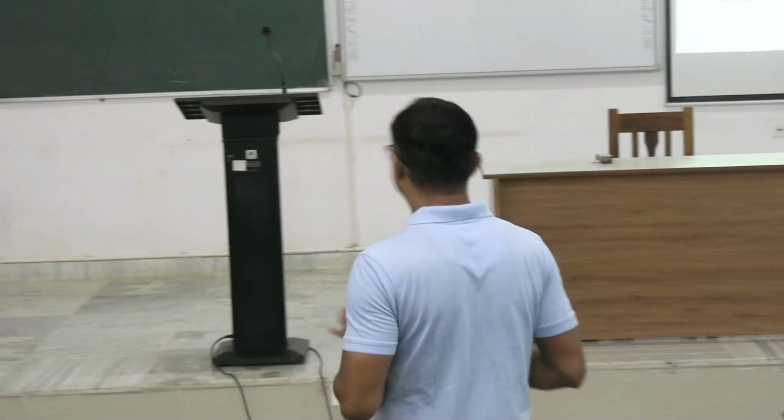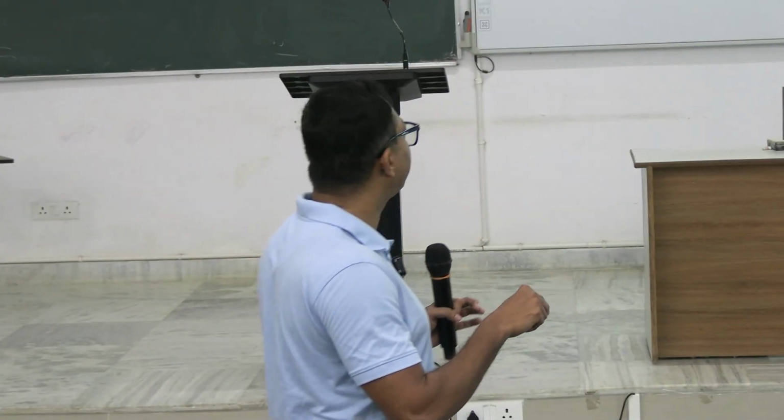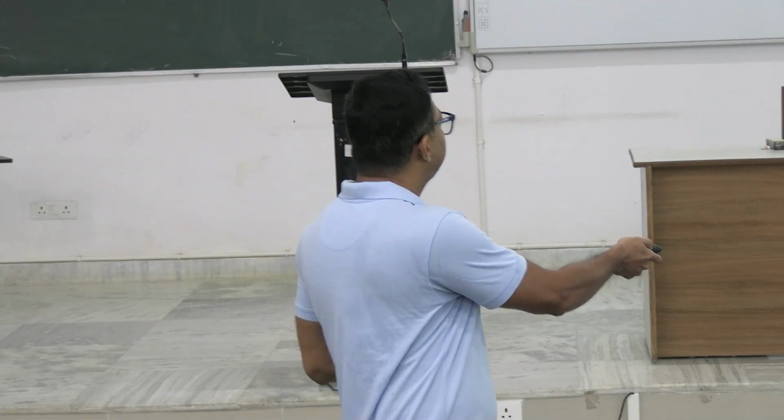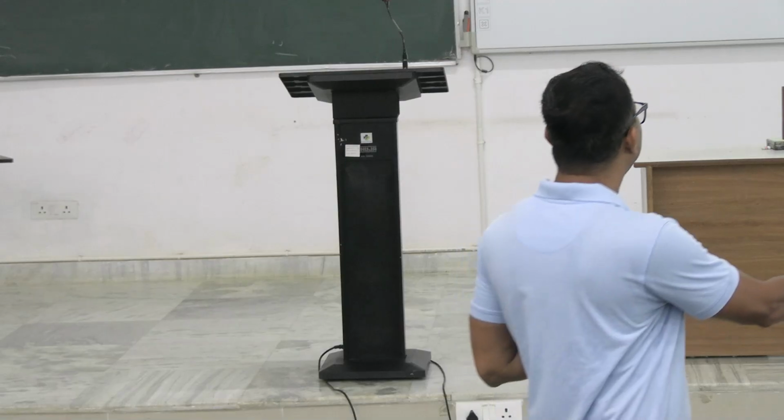Now simple sensations. What are simple sensations? Light touch, temperature, vibration, joint position sense or proprioception. These are simple sensations, and there are some other sensations. We call them cortical sensations. There are simple sensations and cortical sensations.